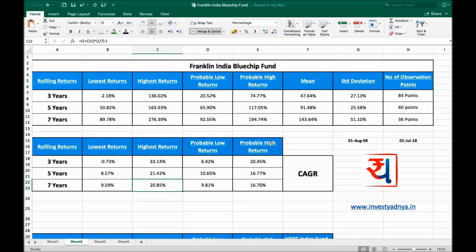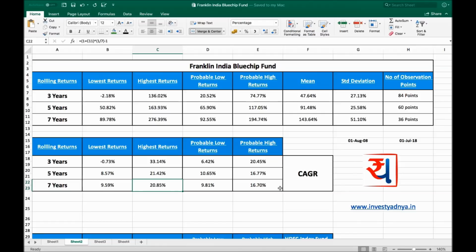Probable low returns and probable high returns for 3 years are 6.42% and 20.45% respectively. For 5 years, the probable low returns are 10.65% and probable high returns are 16.77%. For 7 years, the probable low returns could be 9.81% and probable high returns could be 16.70%.